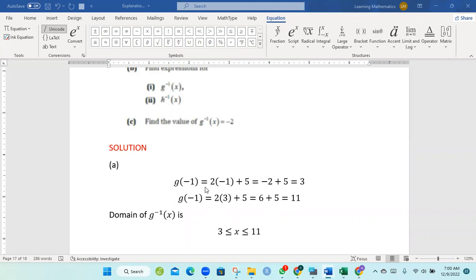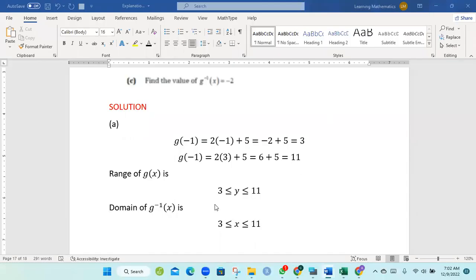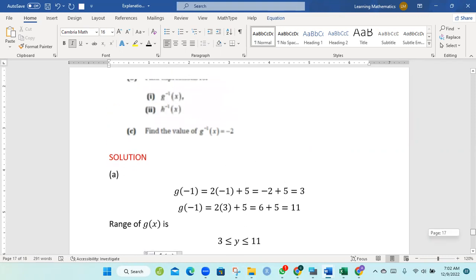So to repeat, the range of g of x is from 3 to 11, which is y between 3 and 11. That's the range of g of x, and this range of g of x will be the domain of the inverse. So the domain of the inverse of g is x is greater than or equal to 3 and less than or equal to 11.